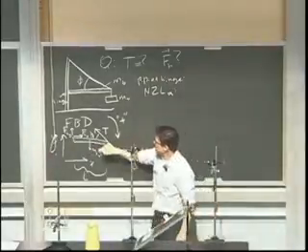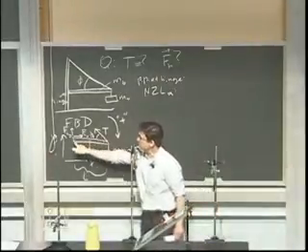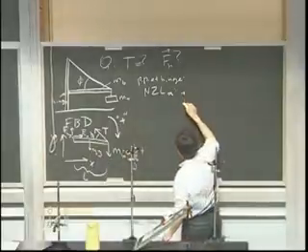Negative. So it's pulling that way. If that was the only force acting on the beam, and that's my pivot point, it wants to rotate in a counterclockwise direction. So I know I need a negative. And what's it going to be? It's going to be this length.